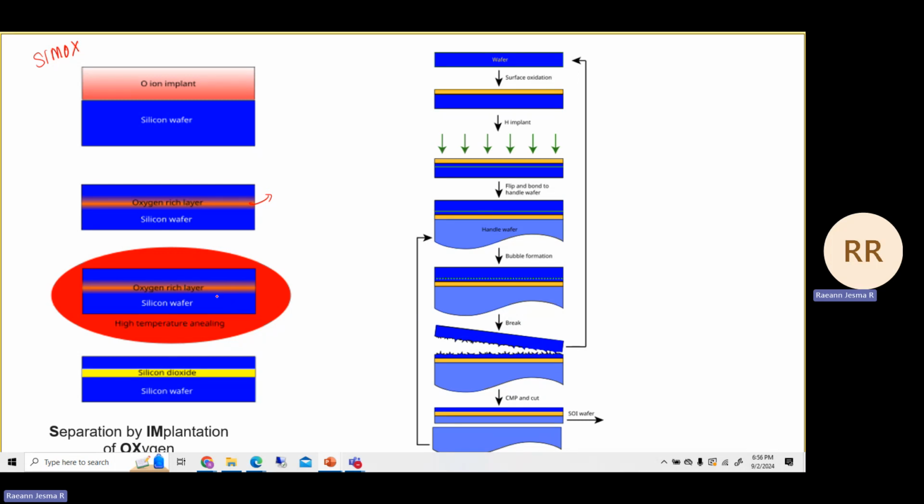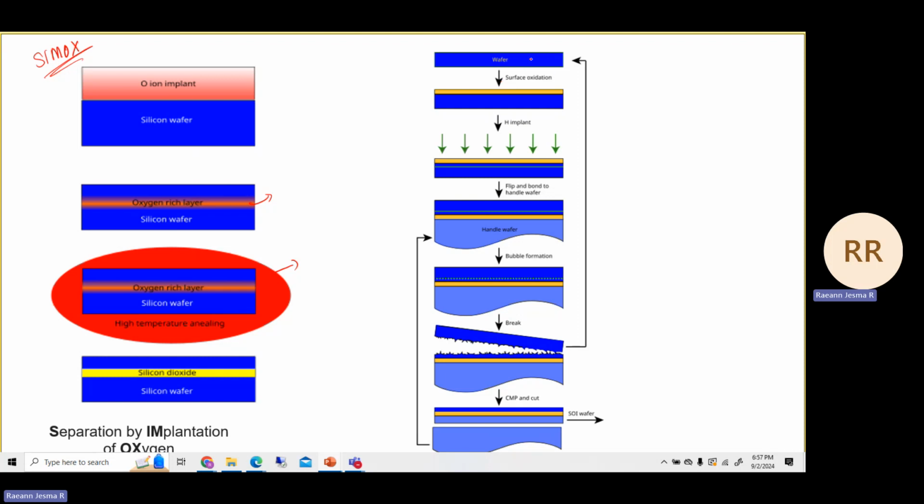During the high temperature annealing, this oxygen-rich layer combines with silicon to form a silicon dioxide layer. So this is one process by which we can fabricate an SOI wafer. Depending on what energy we give for the ion implantation process, we can determine how deep we want this oxygen layer to be.